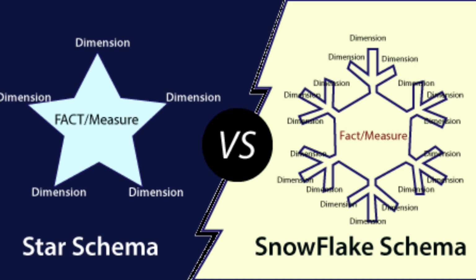In a star schema, a central fact table is surrounded by dimension tables, each of which is directly related to the fact table. The fact table contains the measures, metrics, or facts of a business process, while the dimension tables contain the descriptive attributes related to the fact data.